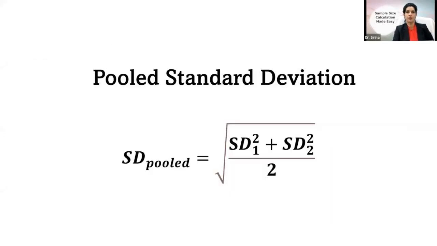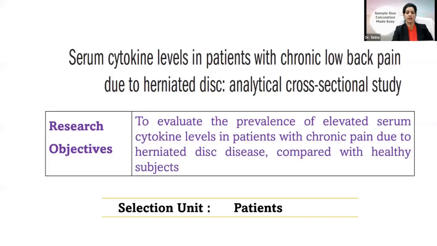So the formula for this pooled standard deviation is the square root of (SD1 squared plus SD2 squared) divided by 2. That means you square both standard deviations, add them, and divide by 2, then take the square root. We'll see this. So now do the calculation.